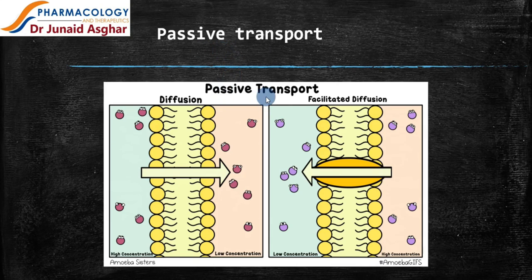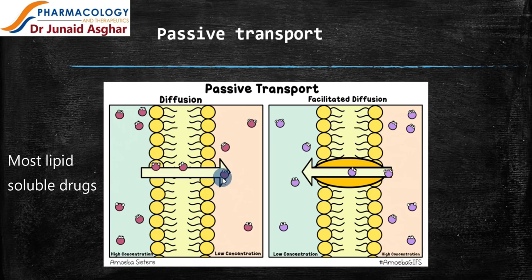The first one, as you know, is passive transport, which occurs predominantly in the body, and it includes both diffusion and facilitated diffusion. Now on this side of the cell membrane there is high concentration of the solute or the drug molecules. On this side there is low concentration of the drug. This is your lipid bilayer, and the drug molecules are happily transported from a region of higher concentration to a region of lower concentration along the concentration gradient.